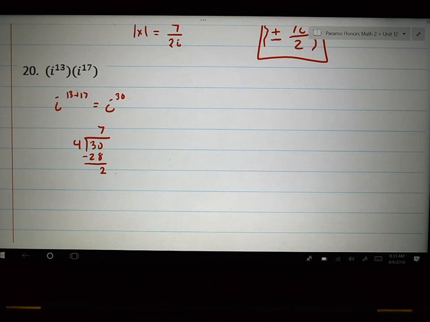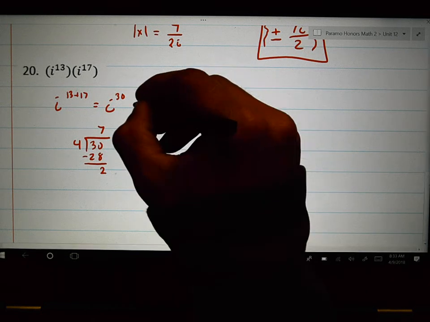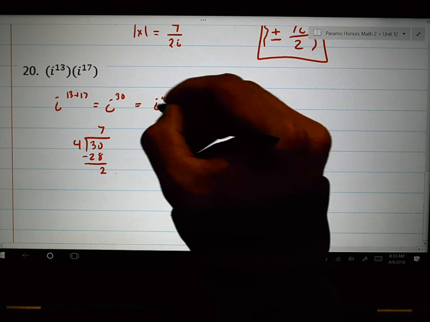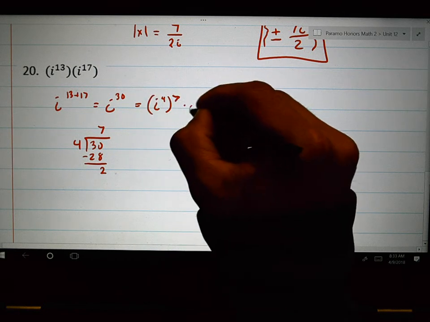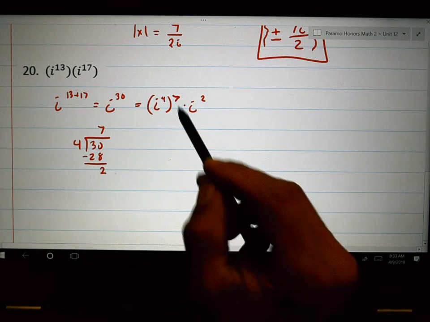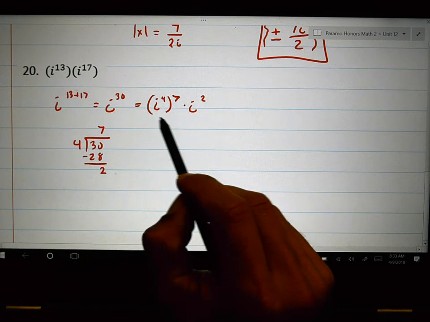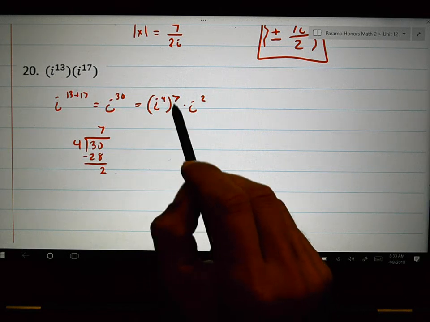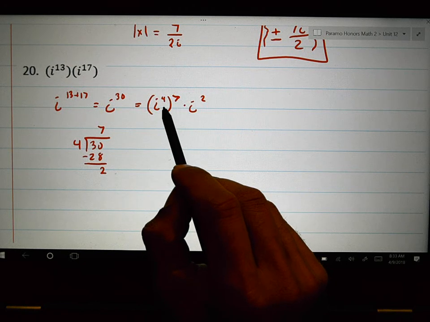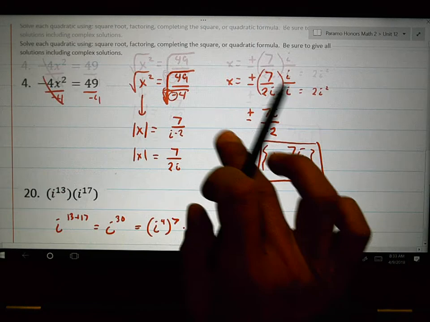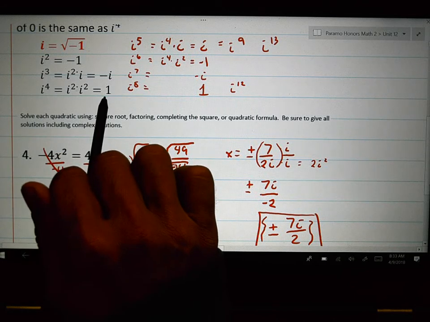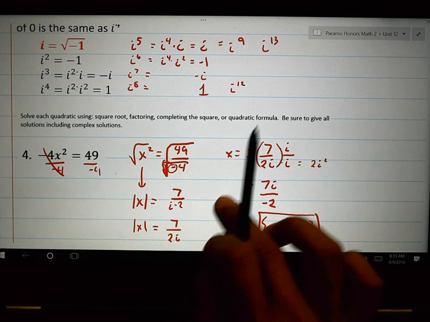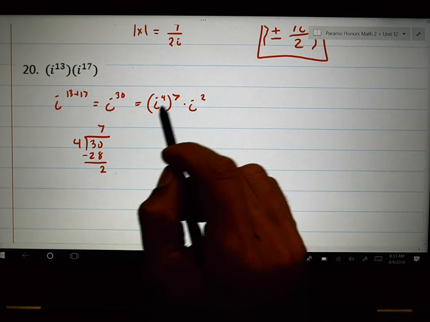So mathematically, I want you to know that this is the same thing as i to the 4th to the 7th times i squared. This part here doesn't matter. Why? Because i to the 4th simplifies according to our pattern. It's always going to be 1. Think of it as i squared times i squared. Negative 1 times negative 1. So this is 1 to the 7th power.